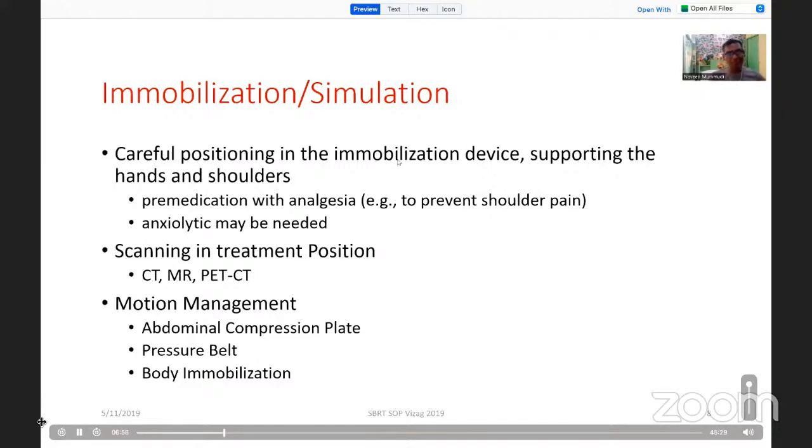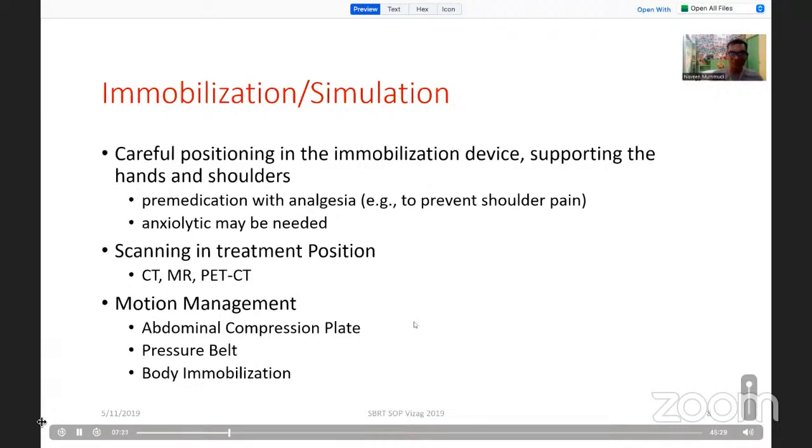So once you have immobilized the patient, then you also need to concentrate on what kind of motion management you're going to use. I'm not going to go too deep into this because Dr. Moses is going to talk to you about this. You could use either an abdominal compression plate, or a pressure belt, or any other form of motion mitigation strategy that your institute has.